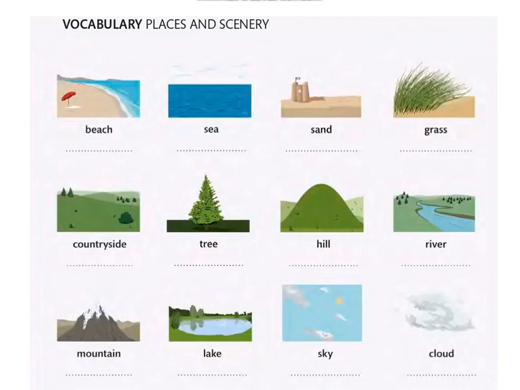So some people live in the city. Some people live in the countryside. Tree. Hill, like a small mountain. River. Mountain. Lake. Sky. And we have cloud.